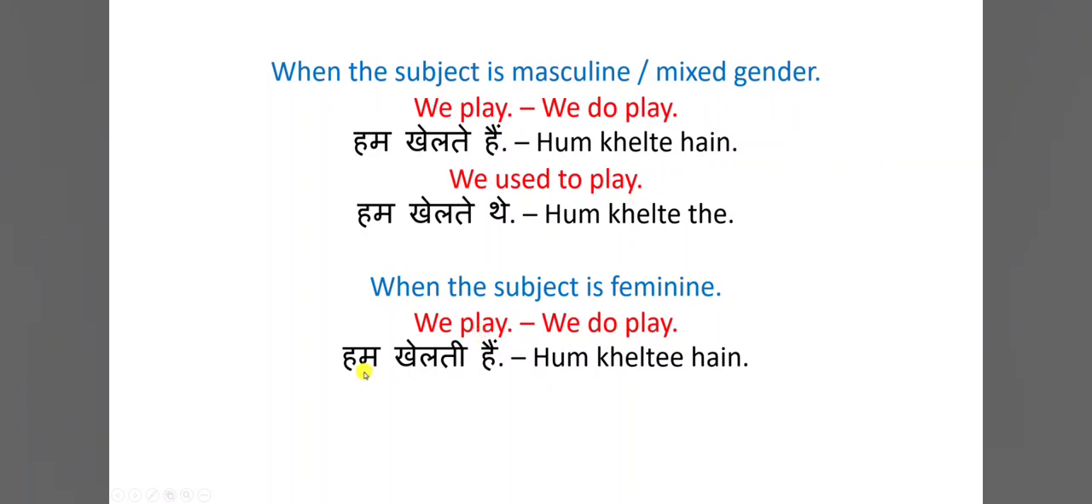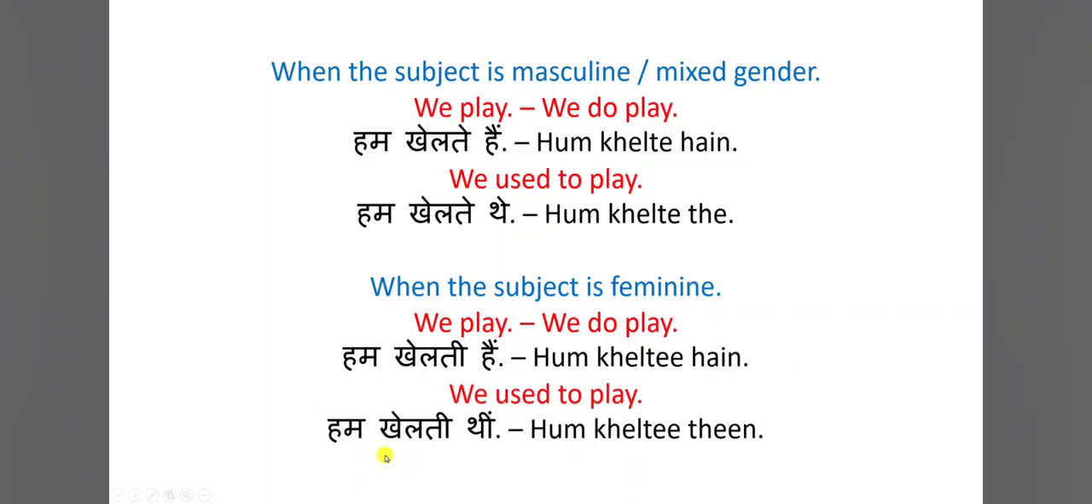We play is हम खेलती हैं. We used to play is हम खेलती थीं. Thee is selected since the subject is plural and feminine. Okay? And as I have mentioned before, people in colloquial Hindi use the thee instead of thee, meaning they do not pronounce this n. Okay?